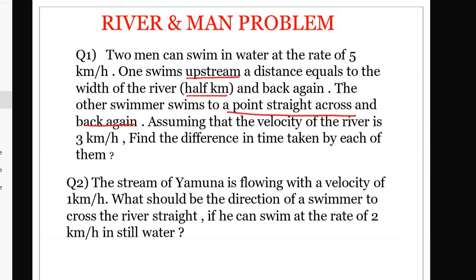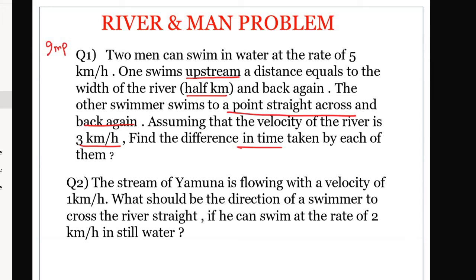Assuming velocity of the river is given as 3 km per hour, find the difference in time taken by each of them. Now this is a very important question, I would say, but it is very complex in its manner. It may happen that after reading the question you cannot understand it, but it is nothing like that. Let me help you how to solve these kind of problems.